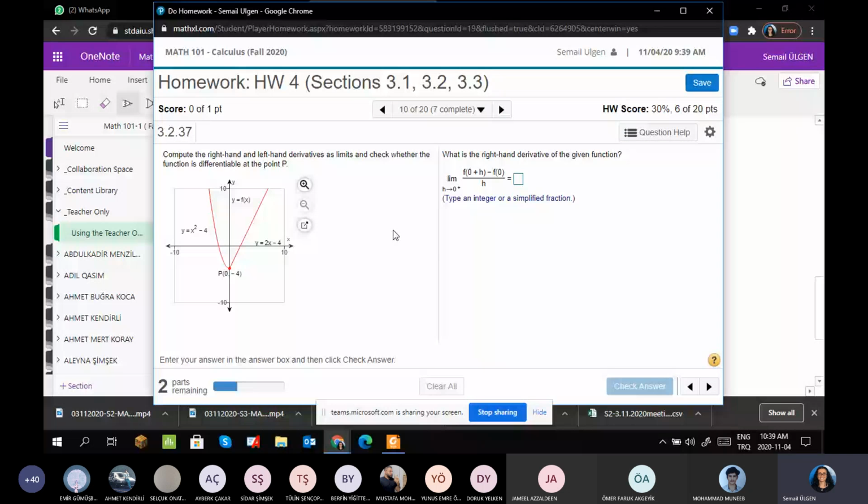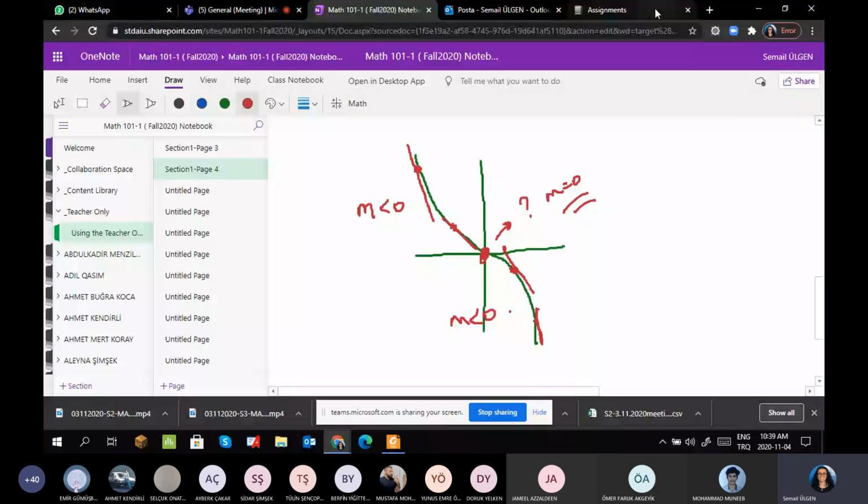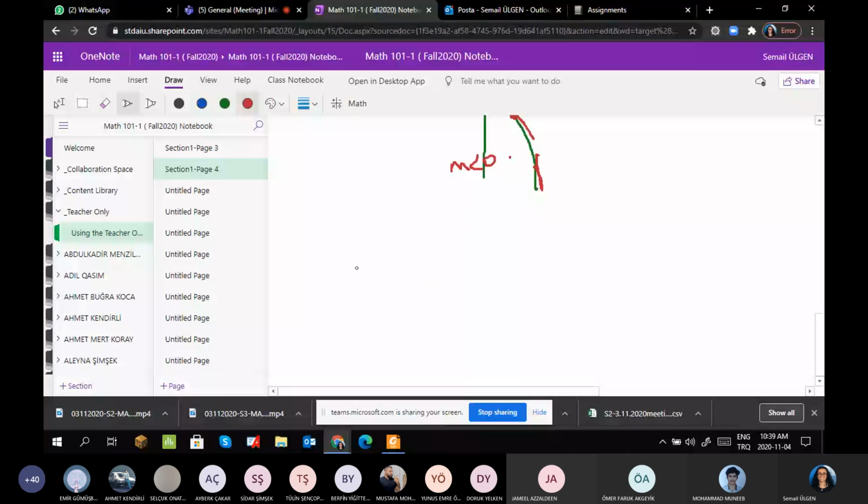Okay, so I think we have 10 minutes left. Compute the right hand and left hand derivatives as limits and check whether the function is differentiable at the point P or not. Now, let me introduce you to the right hand derivative and left hand derivative, okay? So let's talk about this a little bit, because I talked about this in the lecture, okay?